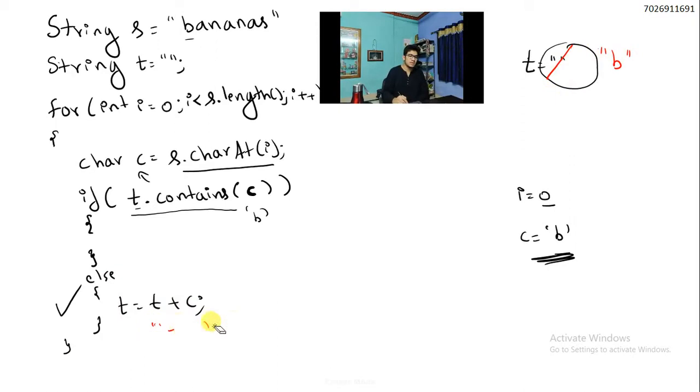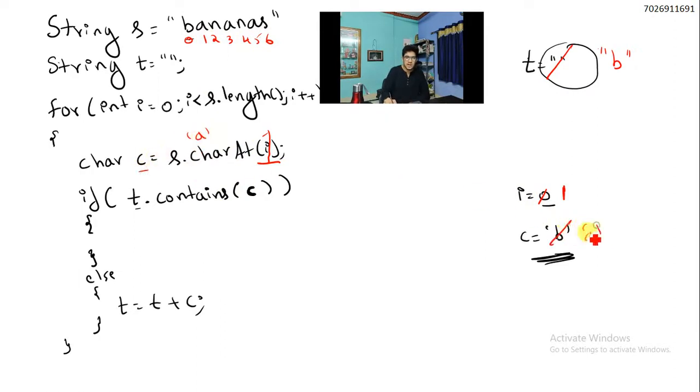So what will happen after that? After that, i plus plus will happen, right? i becomes 1. So what is s.charAt(1)? Counting 0, 1, 2, 3, 4, 5, 6, s.charAt(1) is A. That is a character. A character is given to whom? To c. So c will contain the character A now.